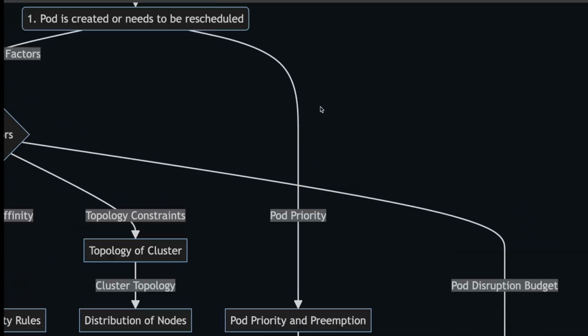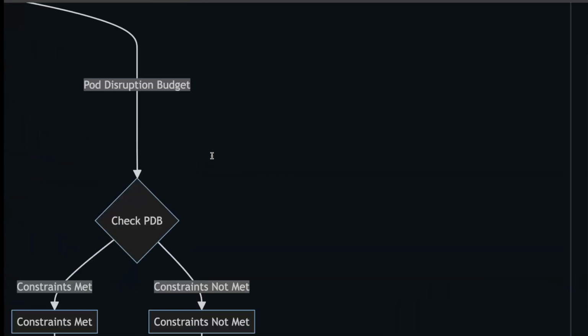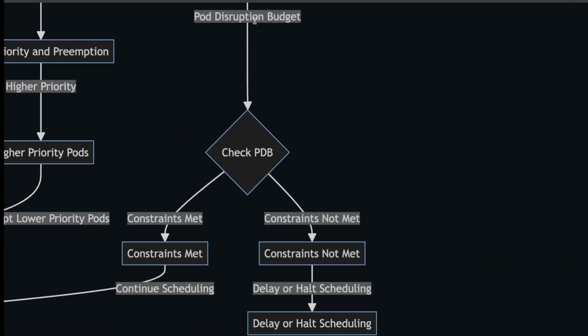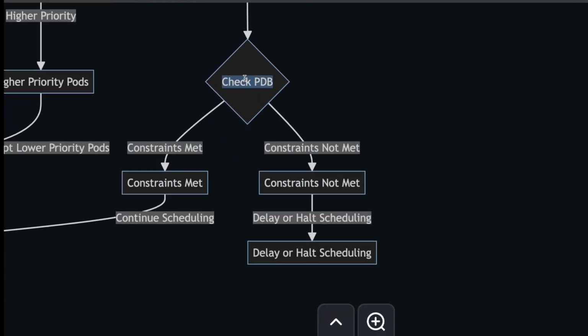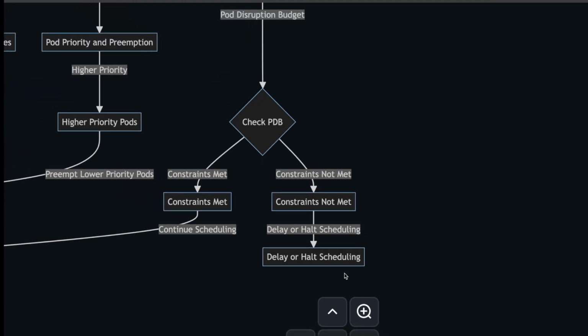So if we recap this, we looked into the scheduler decision, and one particular evaluation factor for disruption budget: if there is a PDB and that constraint is met, it continues towards the scheduling decision. If the PDB is not met, it will delay, and if it still doesn't meet, it will actually halt the scheduling process until you hit some sort of timeout.